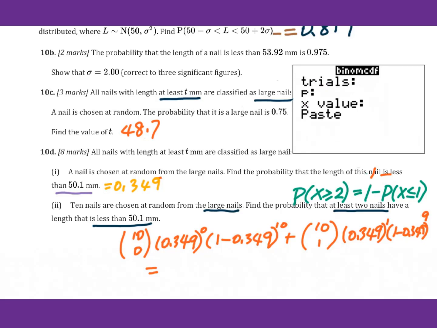Or you use this binomial CDF. n is 10, probability is 0.349, x value is 1. You have to put in the probability x less than or equal to this number. You will get the probability x less than or equal to 1 equals 0.0870. Then we plug in here 0.0870. Your answer will be 0.913 from here.